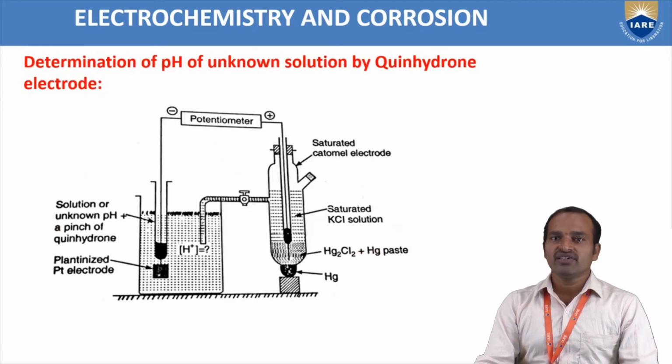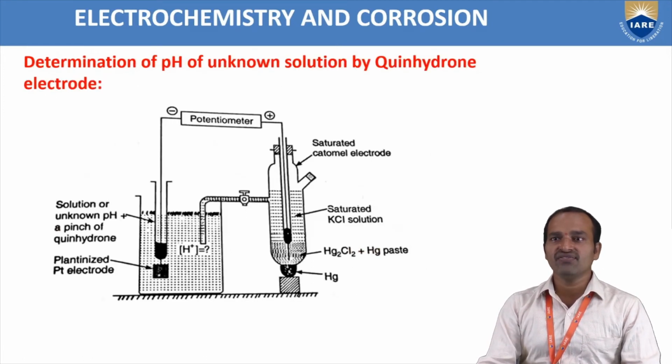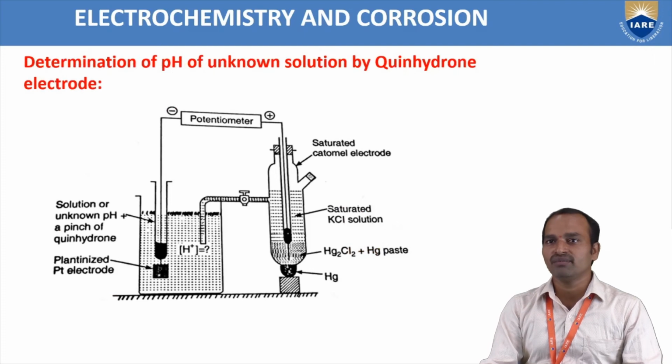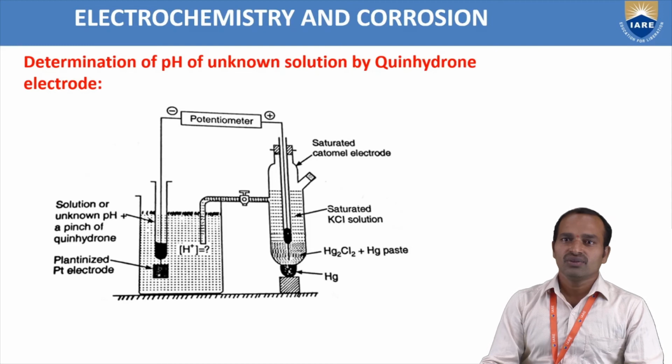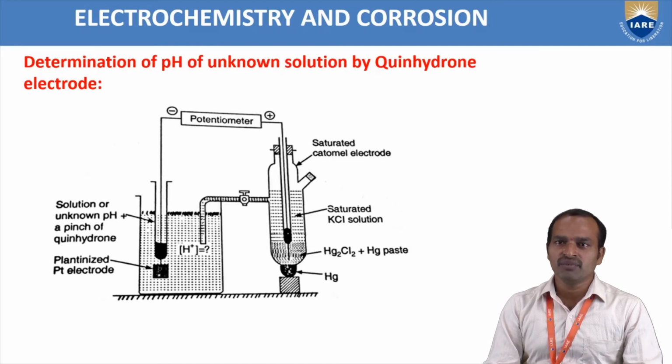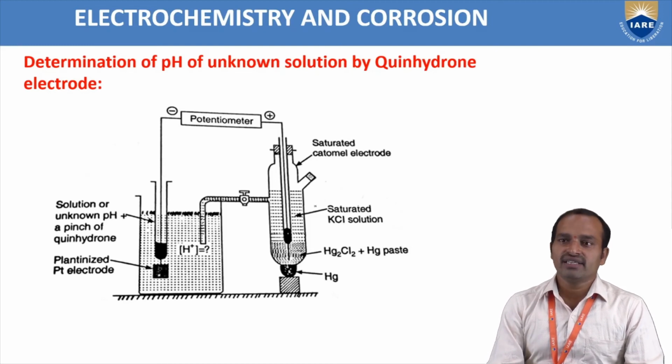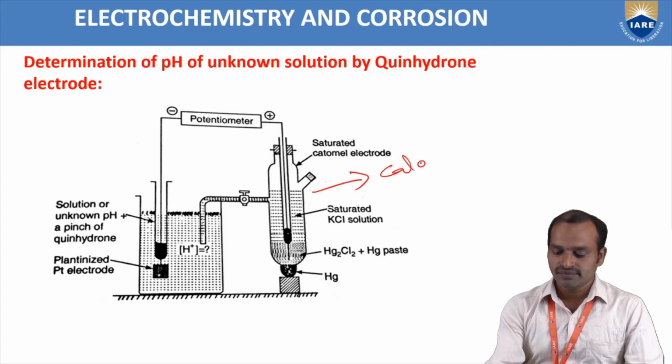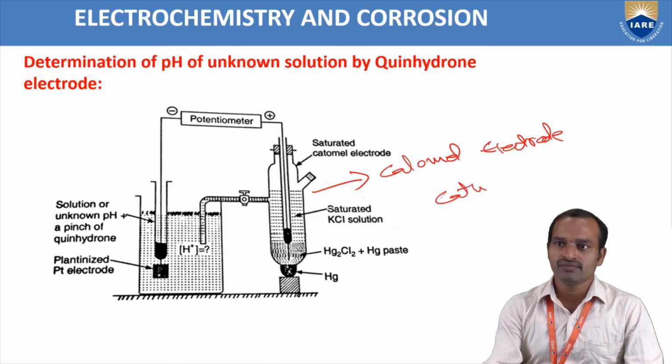By using the quinhydron electrode, we are determining the pH of an unknown solution. How to determine the pH of an unknown solution? By using the quinhydron electrode. So in this experiment, in this determination of pH value, we connect the calomel electrode. This calomel electrode acts as a cathode.